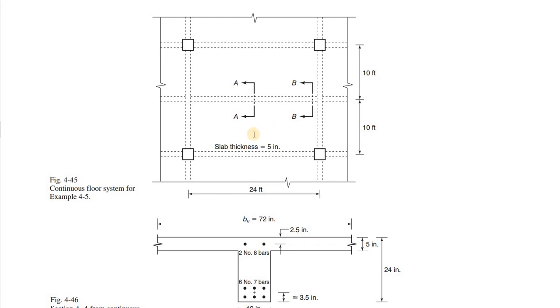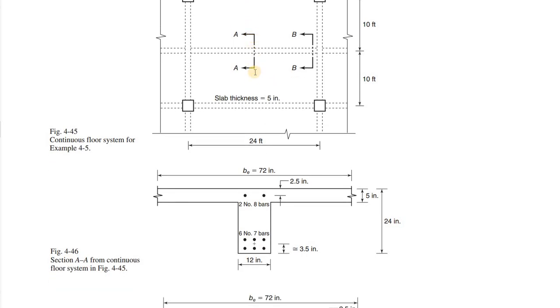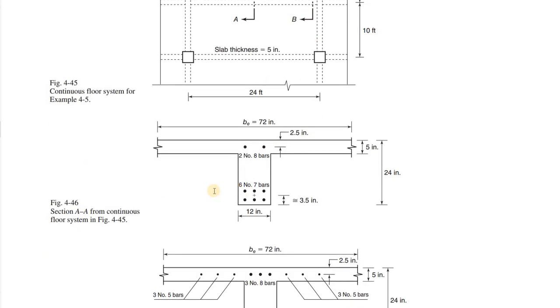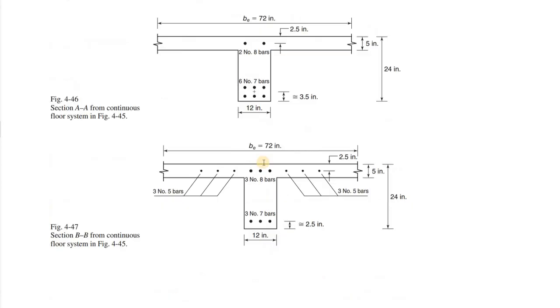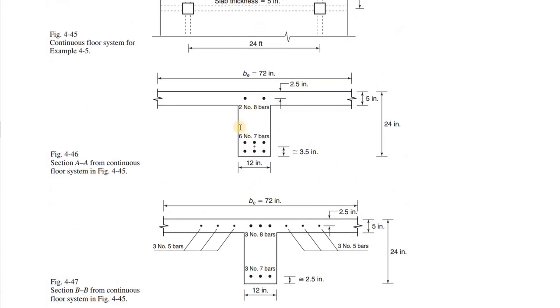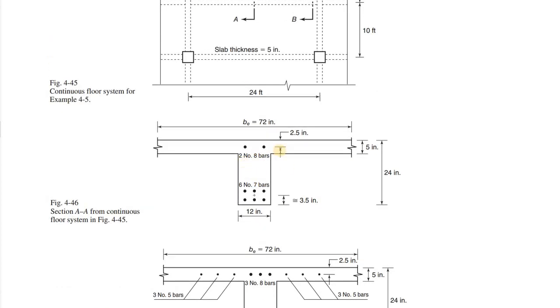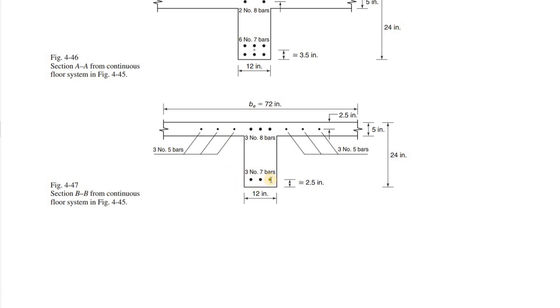Now, the first part of the problem. These are the section lines AA and BB, and these are the sections. This is section AA and this is section BB. So look at the difference between section AA and section BB. This is the positive bending moment region section, so we have compression at the top, tension at the bottom. This is the tensile reinforcement, and over here is the negative bending moment region. So this is the tensile reinforcement, and this is the compression side.